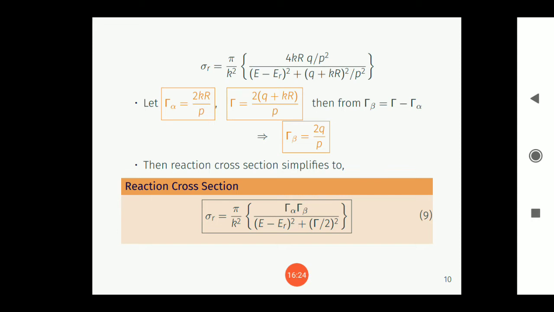So substituting all these values in the above equation, the reaction cross section can be simplified and that equation will become sigma r equals pi by k square times gamma alpha times gamma beta, divided by (E minus ER) whole square plus (gamma by 2) whole square. This is the reaction cross section, an important equation, represented by equation 9. Remember this equation.